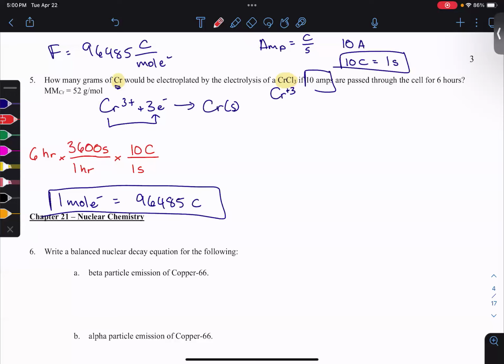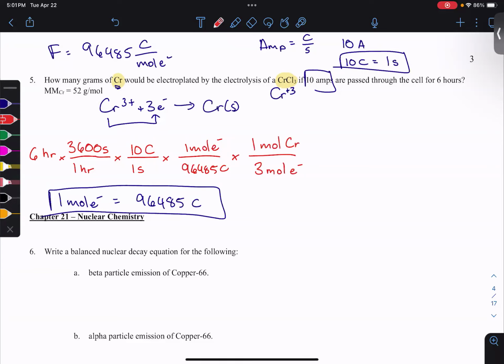But I don't want coulombs, I want moles of electrons. So this is where I use Faraday's constant. So 96485 coulombs is 1 mole of electrons. So the 96,000 number goes where? On the top or the bottom? Bottom. So 96485 coulombs, 1 mole of electrons. Perfect. But do I care about moles of electrons? No, I want chromium. What's the ratio? Is it 1 to 1? No, it's 3 to 1. So for every 3 moles of electrons, I get 1 mole of chromium.